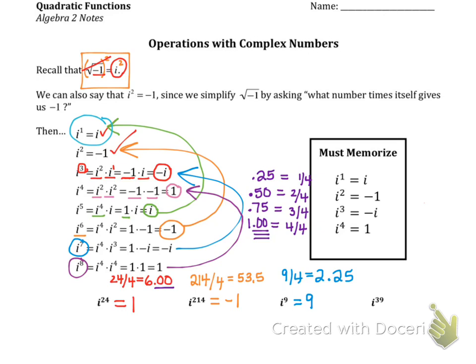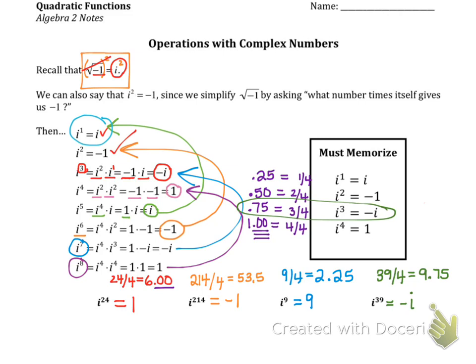And then our last one, 39 divided by 4 gives me 9.75. So I can go through that cycle 9 times and 3/4 of the way down, which is going to allow me to say that I to the 39th is negative I.